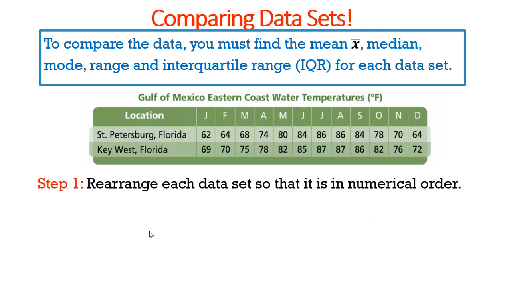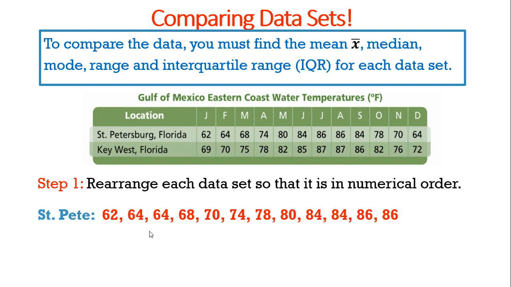The first thing we have to do is this: we were just given this table, and the only way it's organized is by month, which makes sense because we like to organize things. But what we really need to do first is rearrange each data set so that it's in numerical order, from the smallest value to the largest value, because eventually I'm going to have to find the median. It doesn't affect how I calculate the mean.